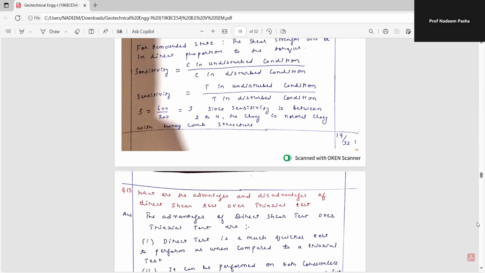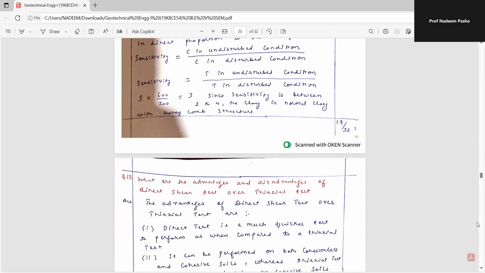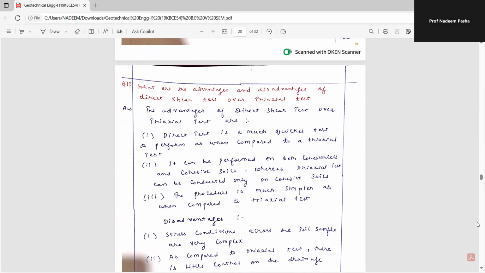So what are the advantages and disadvantages of direct shear test over triaxial shear test? Advantages we will see. The advantages of direct shear test over triaxial shear test are: direct test is much quicker to perform as well compared to triaxial test. It saves time, whereas triaxial test is time consuming.